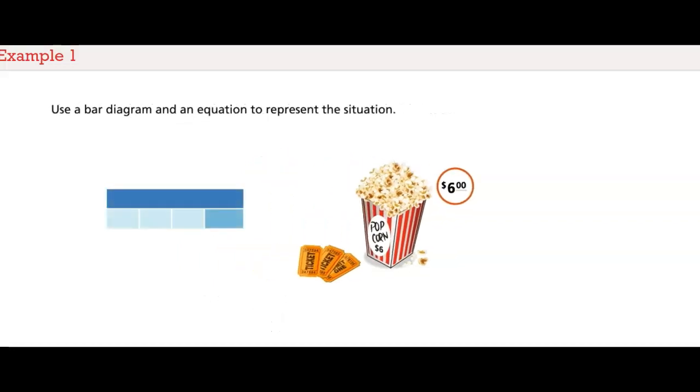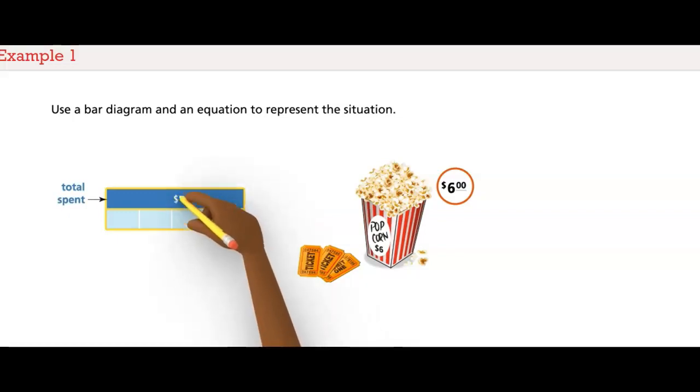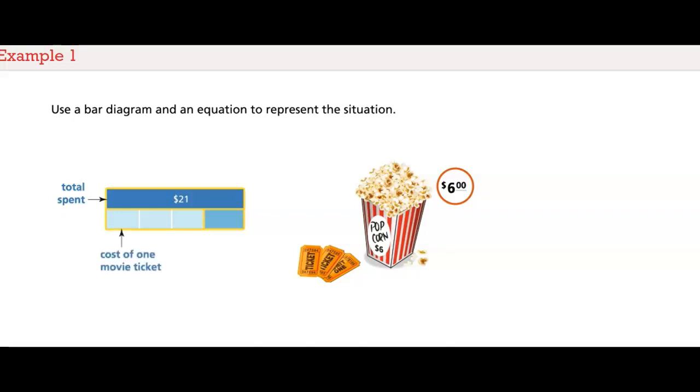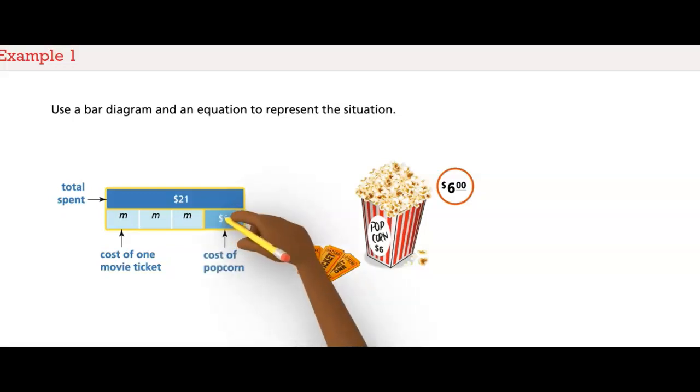Let's use a bar diagram and an equation to represent the situation. Both bars represent the total amount spent, $21. Each of these segments represents the unknown value, the cost of one movie ticket. Let's use the variable M. They bought 3 tickets in all. And they bought a box of popcorn, $6.